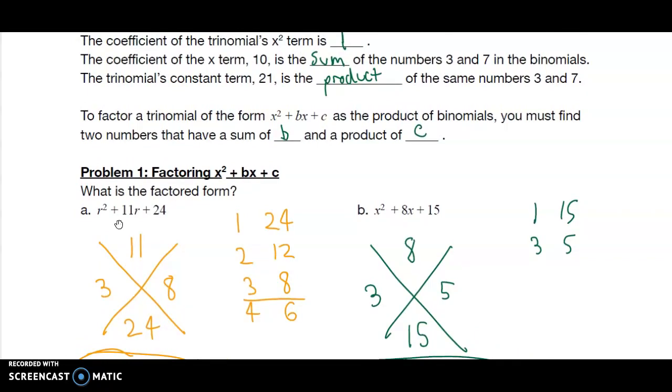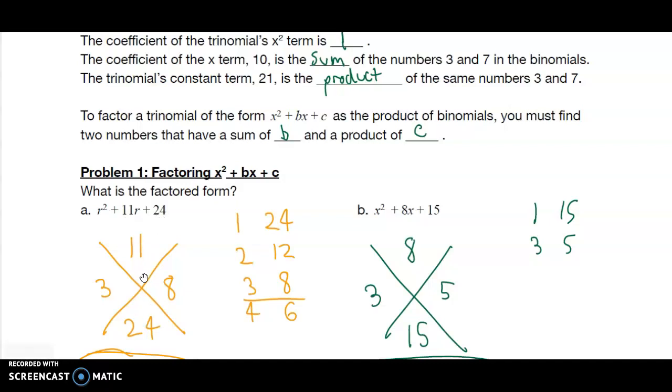So what I use is something I just call the x method. This is really just a visual. What I'm looking for from this x method is I need two numbers that are going to add to give me 11 and multiply to give me 24. So I arrange the 11 on the top and the 24 on the bottom.